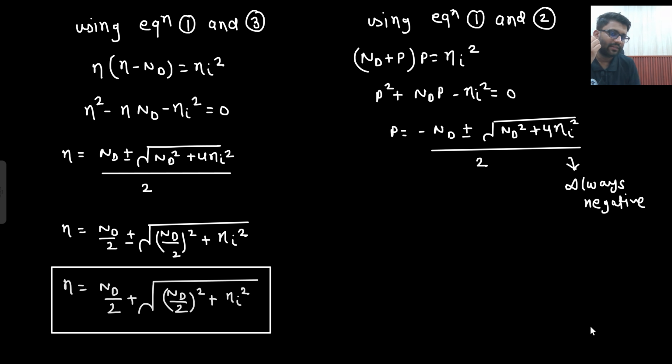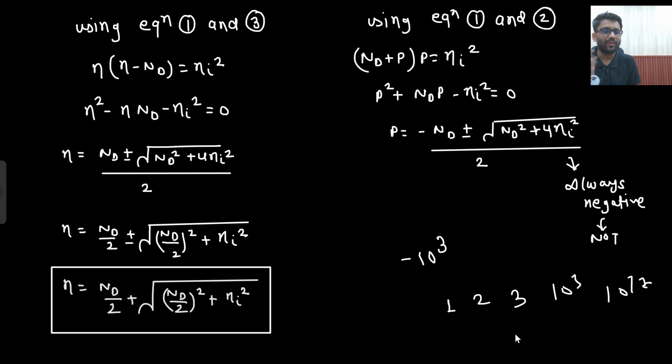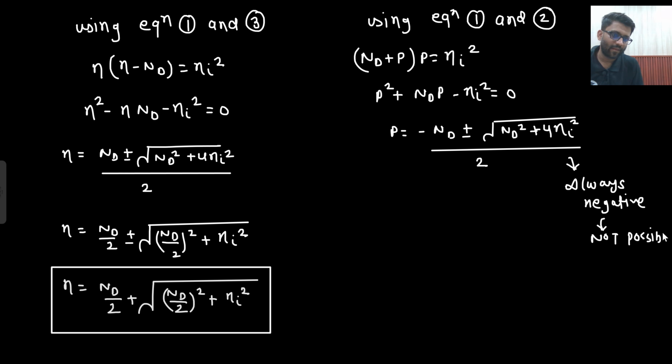And it is not possible, right? If it is always negative, it is not possible, because how can the concentration be negative? I am saying that the number of holes is minus 10 to the power 3. So the number of holes cannot be negative, no? It has to be a finite number. Number of holes could be 1, 2, 3, 10 to the power 3, 10 to the power 17. It has to be a non-negative number, right? So not possible. What does that mean? That means you cannot find the number of holes by using this method.